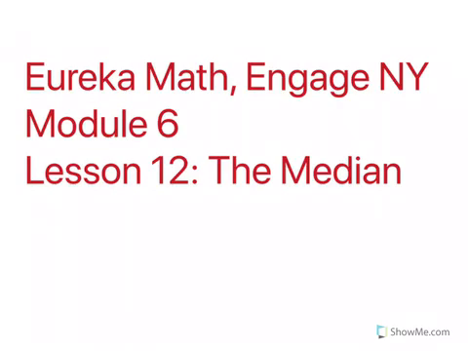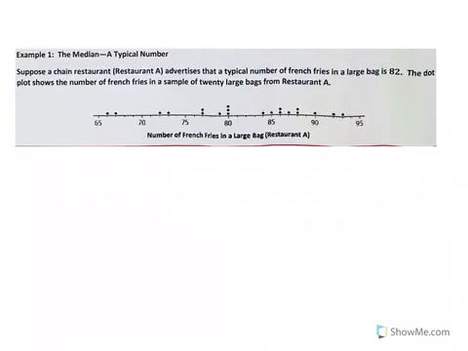We've described the center of a distribution using the mean, or the average, in the past several lessons. And we've talked about some of the benefits and some of the disadvantages of that. The median is a different way to look at a typical number within that data distribution or set of numbers. So, having said that, let's get started.